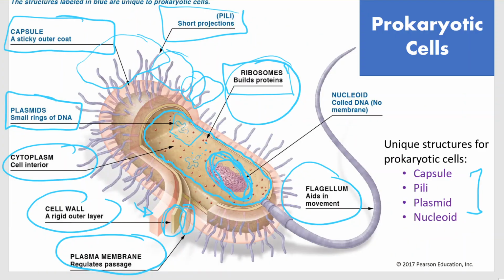Flagellums, which are these whip-like structures that can be used for movement, can also be found in eukaryotic cells. For instance, human sperm cells contain a flagellum, this tail-like structure, to help propel those sperm through the vaginal canal and up into the cervix.